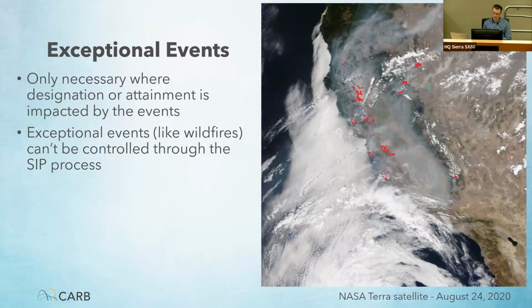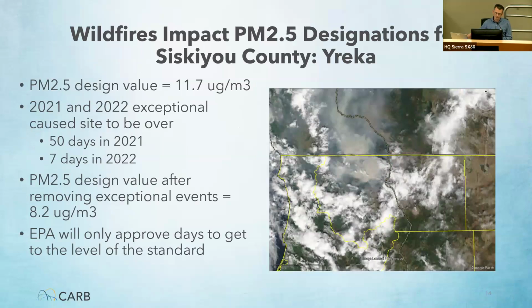And it's important to note that the SIP itself is focused on what the area itself and the state can do to control the sources of pollution in that specific area. And so things like a wildfire may fall outside of the control of an area to reduce its pollution and come into attainment. And so we go through a process of reviewing exceptional events to see, well, do they impact the designation or attainment of an area before we go into the work of actually what's called a demonstration for the exceptional events. And we have an example here.